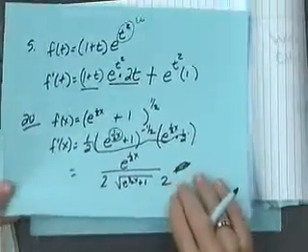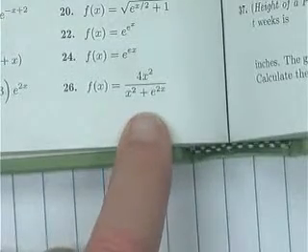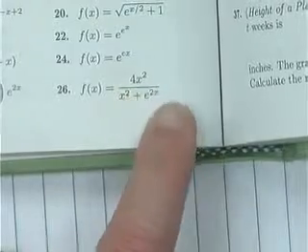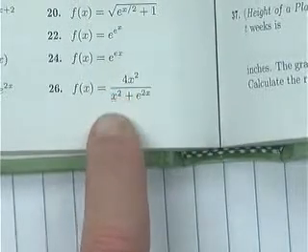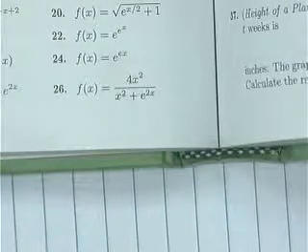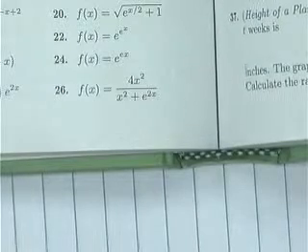All right, number 26, nobody asked for that, but we haven't reviewed that rule. So we'll review the rule with problem number 26. We've got to find the derivative. And I'd like to hear you say this so you'll know what rule to use. What is it? 4x squared divided by x squared plus e to the 2x. When you hear divide, you think quotient rule. Go for it.